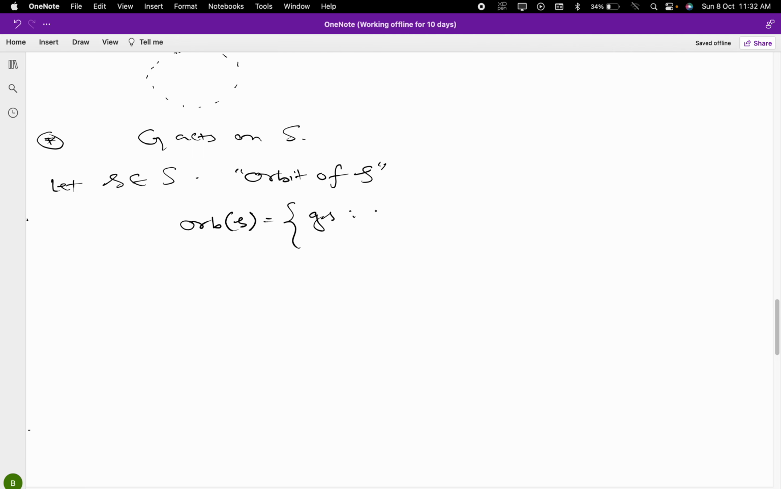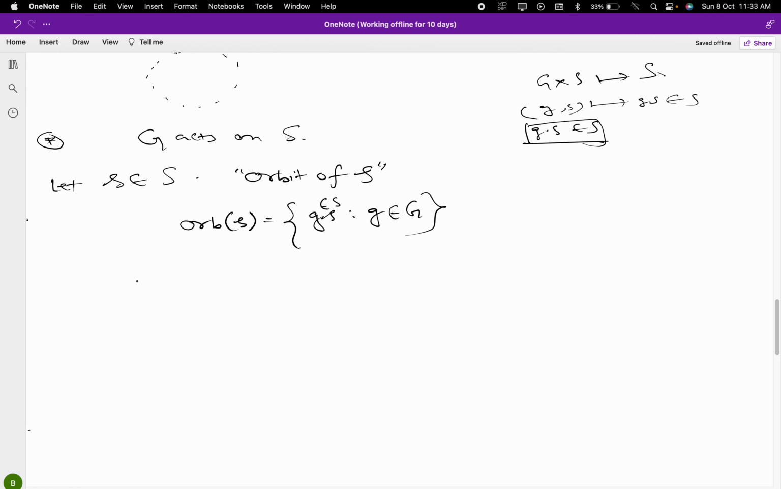G dot s, where g runs over the entire G, right? And s is the element I am taking, I will give you an example, don't worry about that. This is called an orbit of s. Do you know, this G dot s is an element of S, of course, because G dot s should be an element of S? Because G cross S goes to G dot s, and the function is G cross S to S, so this is an element of S.